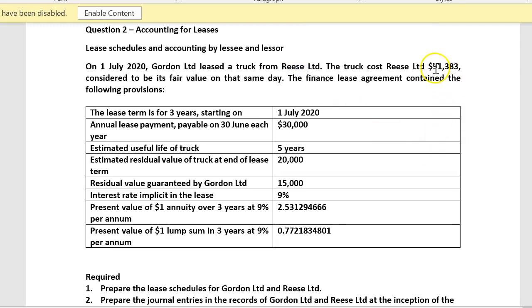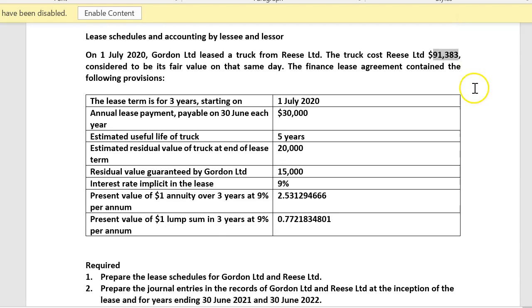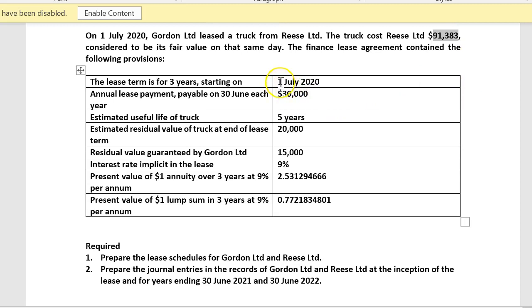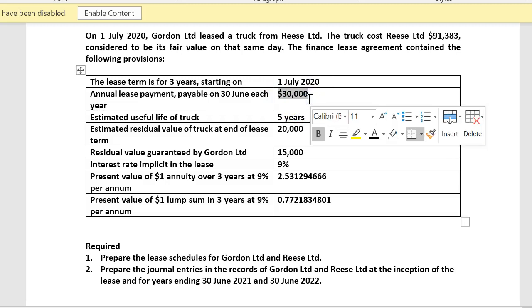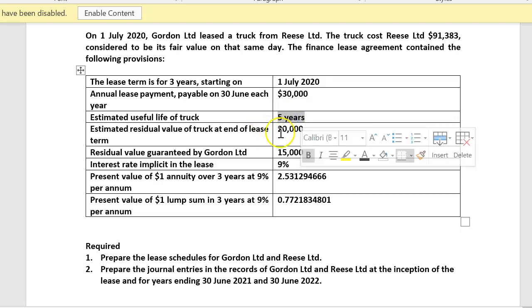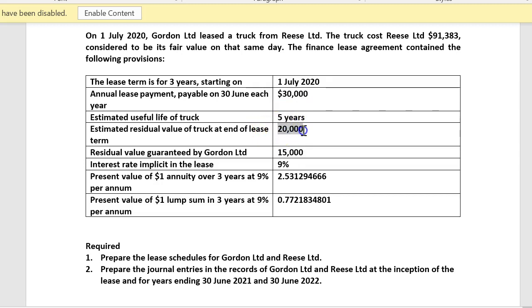Now, guys, you're given the fair value of the asset, which is 91,383 in this question. It's already given, and you don't need to calculate it. This is what the lessor uses as part of the lease receivable. Now, the lease term begins on 1st of July 2020. You're given the annual lease payment as 30,000. Estimated useful life of the truck is 5 years. Estimated residual value of the truck is 20,000.